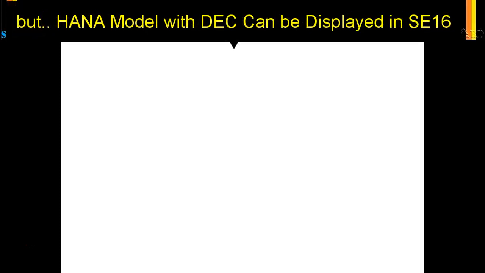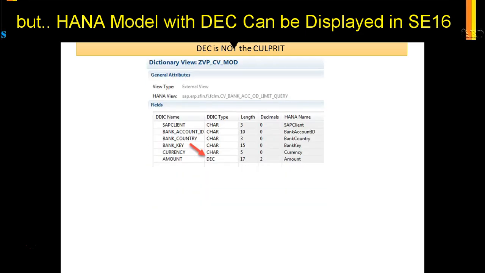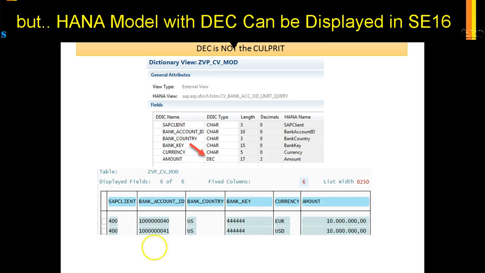But again, I found an example where a HANA View proxy with decimal field elements was able to be displayed in SE16. So decimal is not the culprit, because if you see here, we have a decimal, but still we can see the data in SE16. So DEC is not the culprit for sure. Do not worry, I will show each of these in the SAP screen as well, using the ADT and also using the SAP GUI in a moment. So decimal is also not the reason.